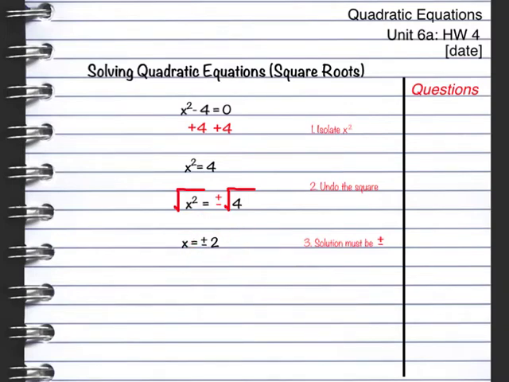Now, the reason for that is we can have 2 times 2, which is 4, and we can have a negative 2 times a negative 2, which is also 4. So whenever you take the square root, you must have that plus or minus piece in front of it. Now, we need to go ahead and check our solutions. We have a positive 2 and a negative 2 as a solution. So we're going to take that and plug it into our original equation, making sure I use parentheses, and simplify.